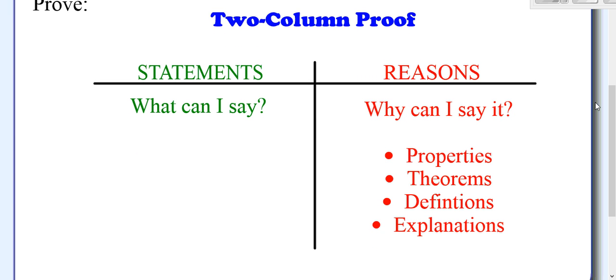Typically, a reason will be either a property, a theorem, a definition, or an explanation. Definition. But everything you say in a proof has to be backed up. It has to hold up to a why. And you do that by stating a property, a theorem, a definition, or an explanation.